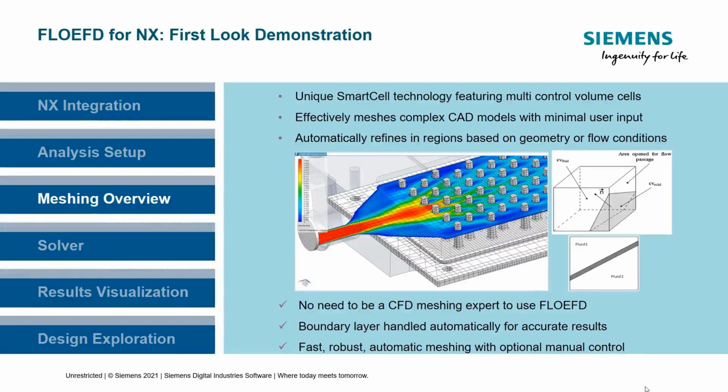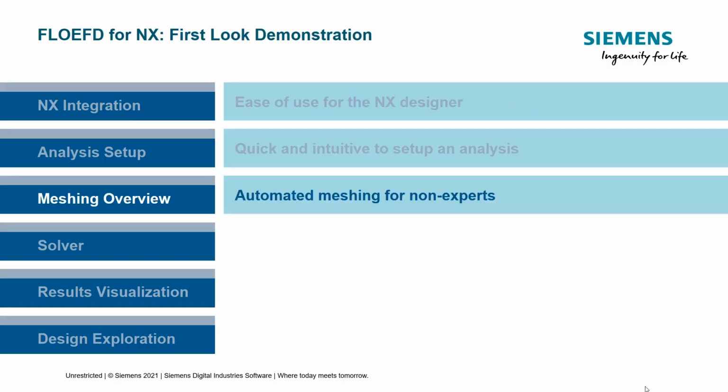The benefits of FloEFD's unique mesher are that it's very simple for a non-expert to generate an accurate grid. The boundary layer is handled automatically without the high cell count requirement at the wall. The mesher has a default automatic setting which can be augmented with manual conditions if desired. To summarize, we saw how FloEFD discretizes the domain into finite volume grid cells using an immersed boundary approach. The FloEFD smart cells remove a lot of the complexity of meshing, which has traditionally been a stumbling block for reliable CFD results. FloEFD removes these barriers and allows non-experts to generate a robust mesh.